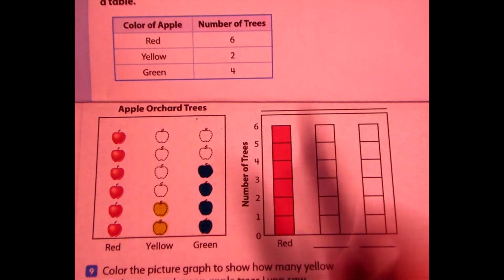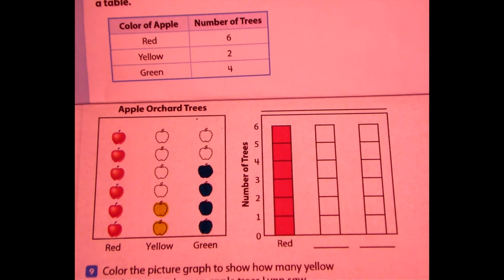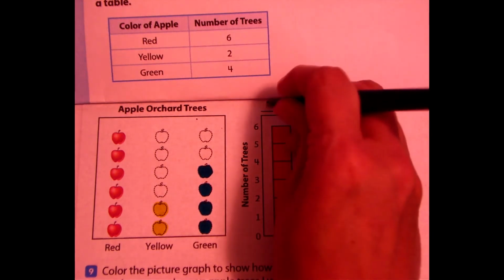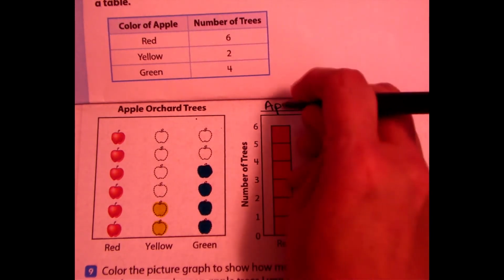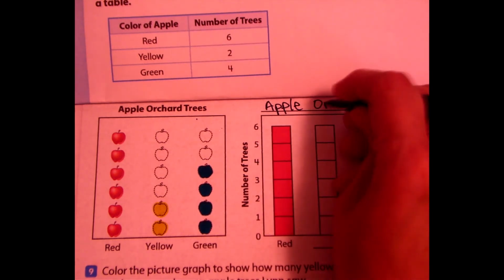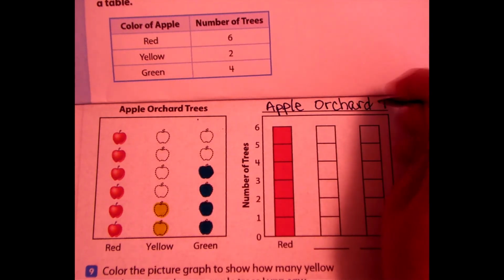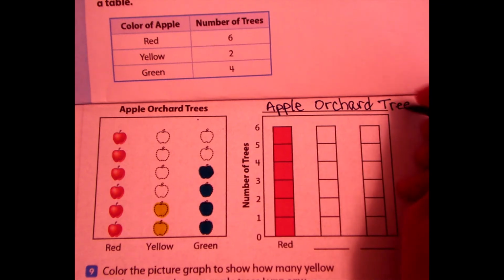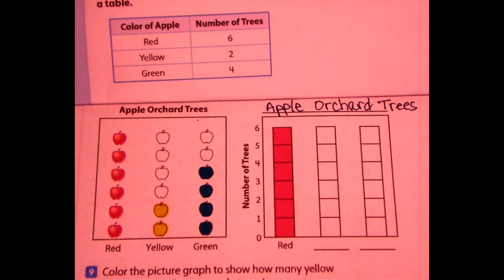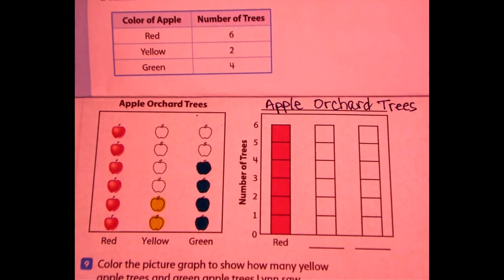So the first thing we need is our title. Remember, I told you all graphs have a title. So we're going to keep the same title, Apple Orchard Trees. Okay, and once again, I'm going to use my table. I'm going to color in the bars.